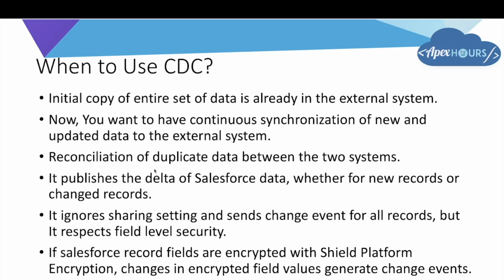So it is used for reconciliation of duplicate data between two systems. It publishes the delta of Salesforce data, whether for a new record or a changed record. So it always publishes the delta of Salesforce data. It ignores sharing settings and sends change events for all records, but it respects field level security. If Salesforce record fields are encrypted with Shield Platform Encryption, then a change in even an encrypted field value will generate the event.